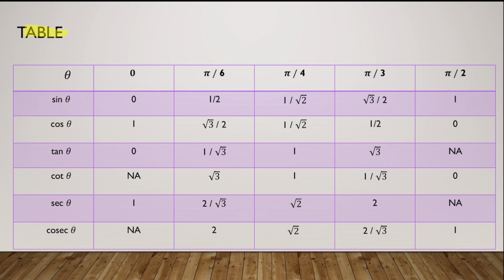Now I just want you to remember the first line, which is sine theta. For theta 0, sine theta is 0. When theta is pi over 6, your sine theta is 1 by 2. For pi by 4, it is 1 over root 2. For pi over 3, it is root 3 over 2. And for pi over 2, which is 90 degrees, sine theta is 1. There are proofs for each of them, but I will not be going into them in this video. Just remember these values.